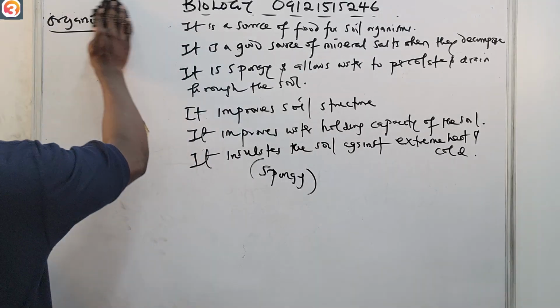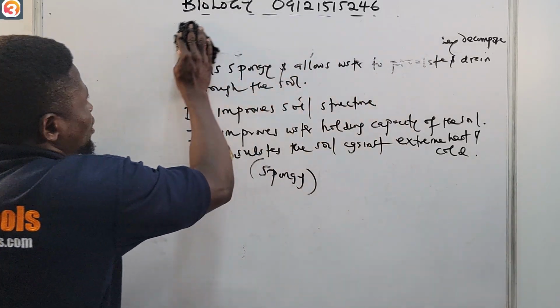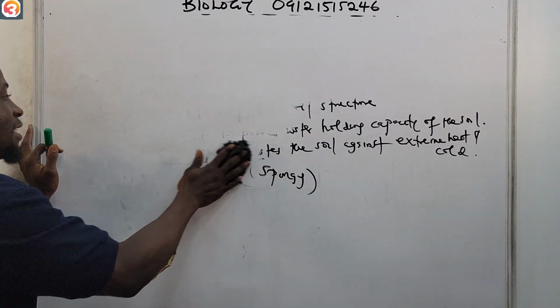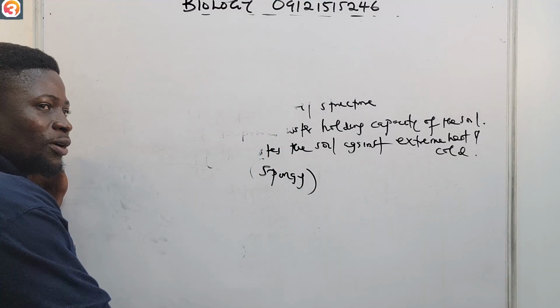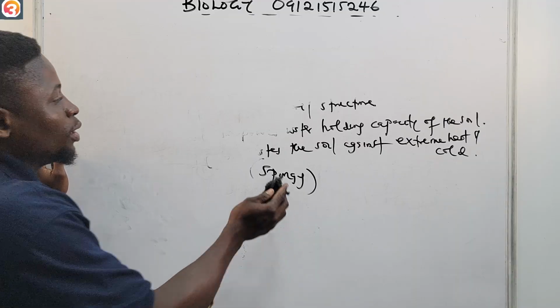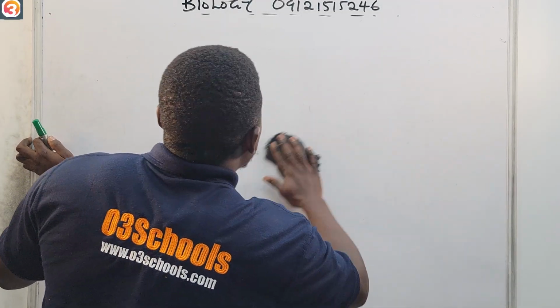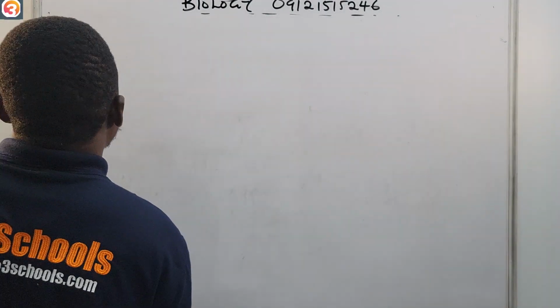Now let us talk about the soil organisms themselves. What is the importance of the soil organisms? You know that these soil organisms dig tunnels in the soil, allowing water to drain well. So soil organisms likewise are also very important.